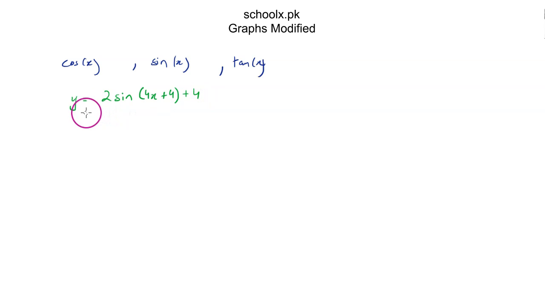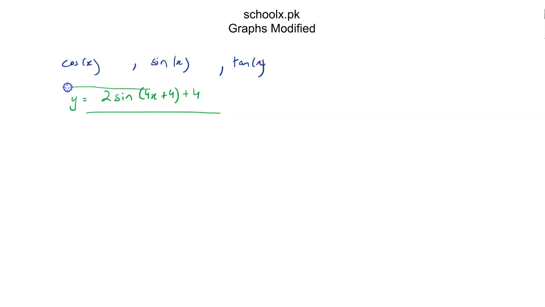You've already learned how to draw the graphs of cos x, sine x, tan x in the previous lecture. Now let's say I have a more complicated equation. By more complicated, let's say I have an equation that y is given by 2 sine 4x plus 4 plus 4. Now how will I draw the graph of this equation? How will I sketch the graph of this equation?